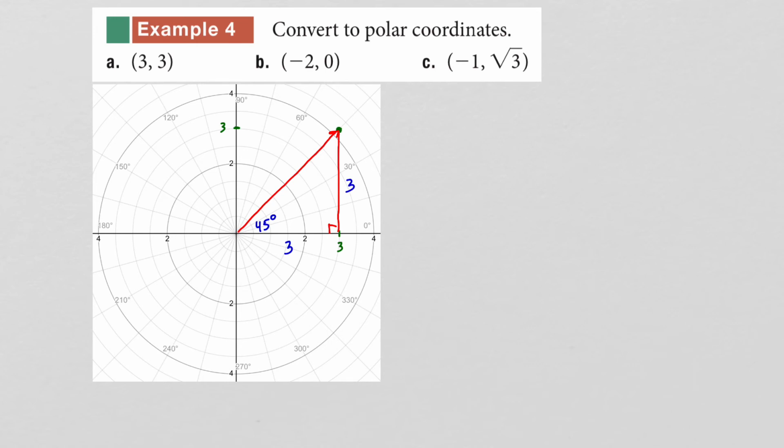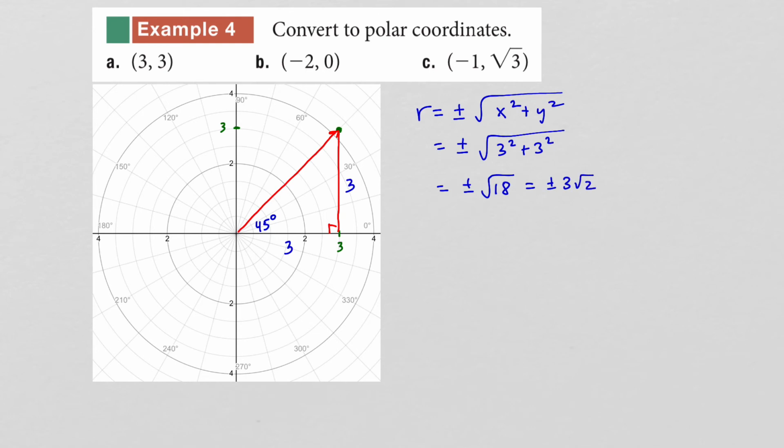And then you could solve for r. To solve for r, you could use the Pythagorean theorem, or you could just use the formula for r. Right? So let's remember that r is plus or minus the square root of x squared plus y squared. And so for this particular example, r is going to be plus or minus the square root of 3 squared plus 3 squared. This is plus or minus the square root of 9 plus 9, which is 18. And that's plus or minus 3 times the square root of 2. Now, if I choose my angle to be positive 45 degrees, then I would choose my r value to be positive 3 radical 2, right?